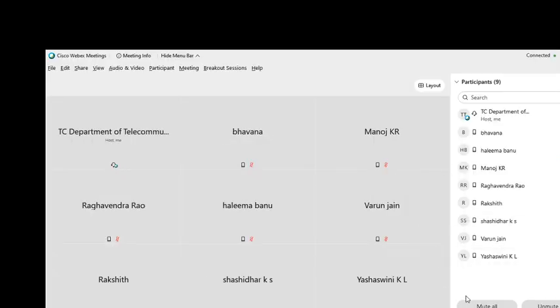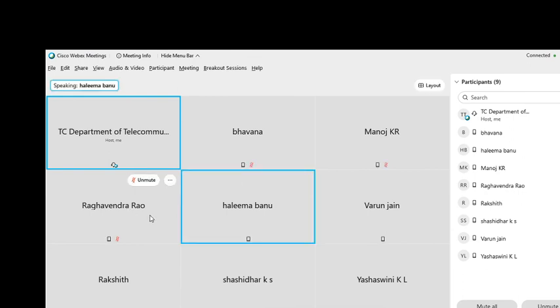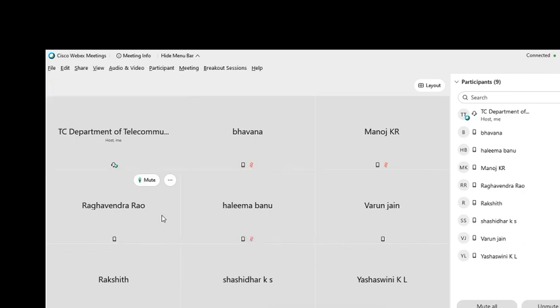Is it understood? Any doubt till now in any problem? Halima, Banu, understood? Yes, sir. Raghavendra, any doubt? No, sir. Okay, then we'll stop here. Sir, notes.